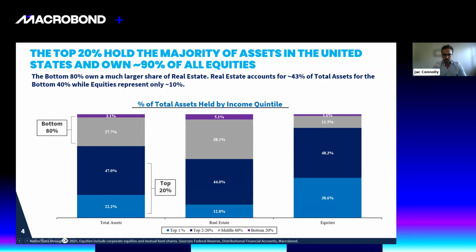And then the next thing I wanted to explore and think it's important to understand is that when we look at who owns the majority of the assets, we can see that the top 20% of households own a significant majority of the assets in this country. They own about 70% of the assets, and they own almost 90% of all equities in the country, right? And so when we look at this chart, on the left-hand side, we can see total assets by income percentile. In the middle, we have real estate, and on the right, we have equities. And like I said before, the top 20% own significantly more of the equities than the bottom 80%.